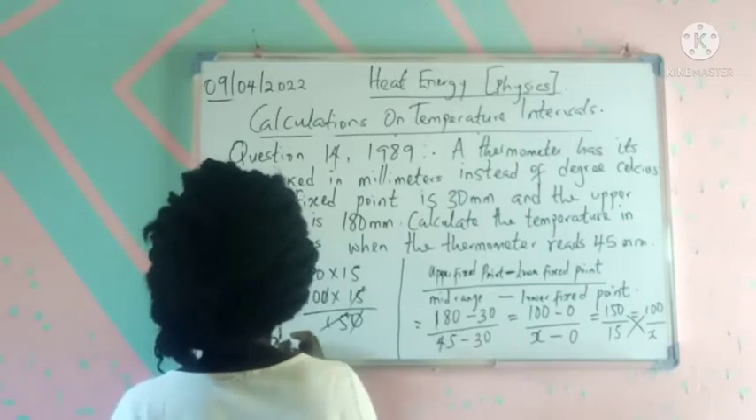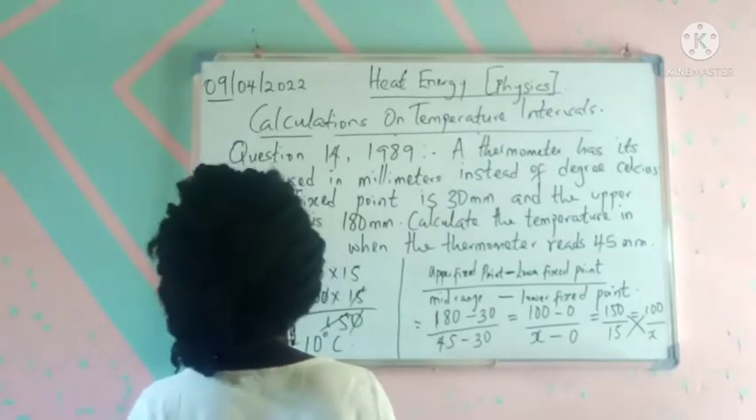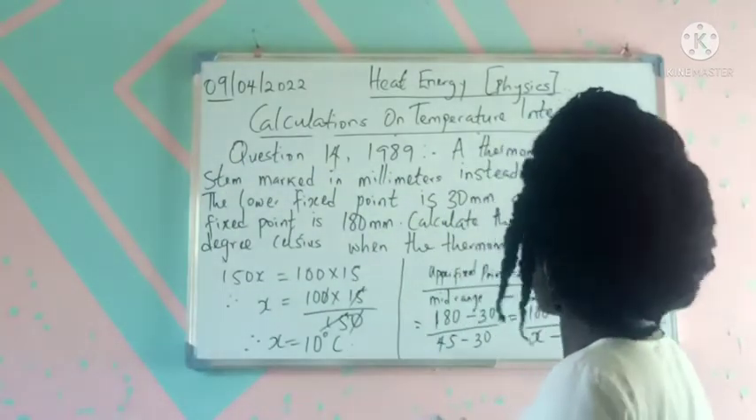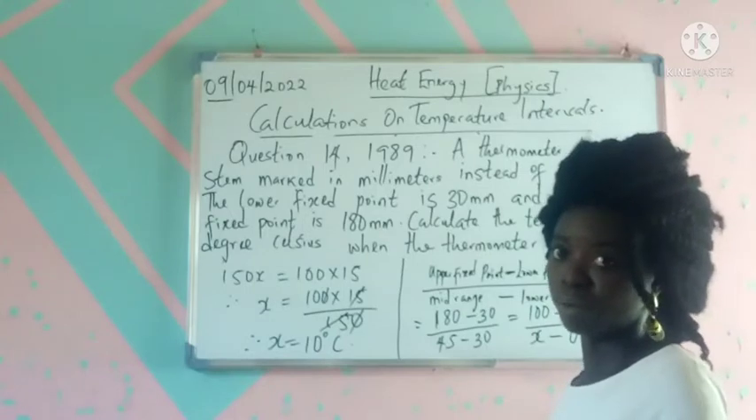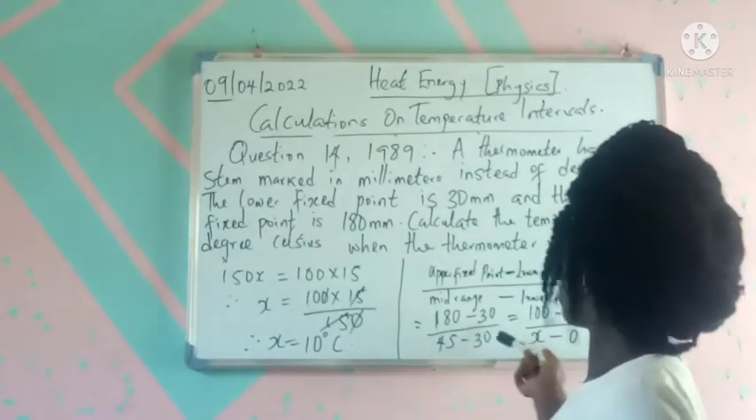Therefore, S will be equal to 10 degrees Celsius. Okay, so I want to believe that we understand the procedure followed. We simply wrote out our data and then wrote out our formula.